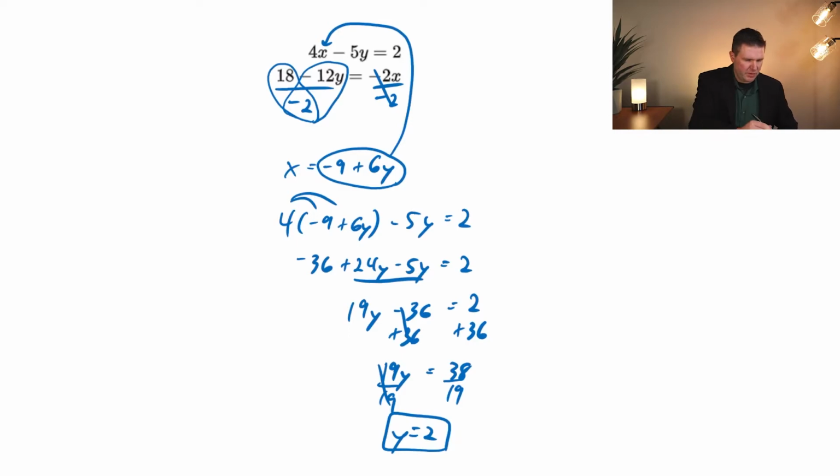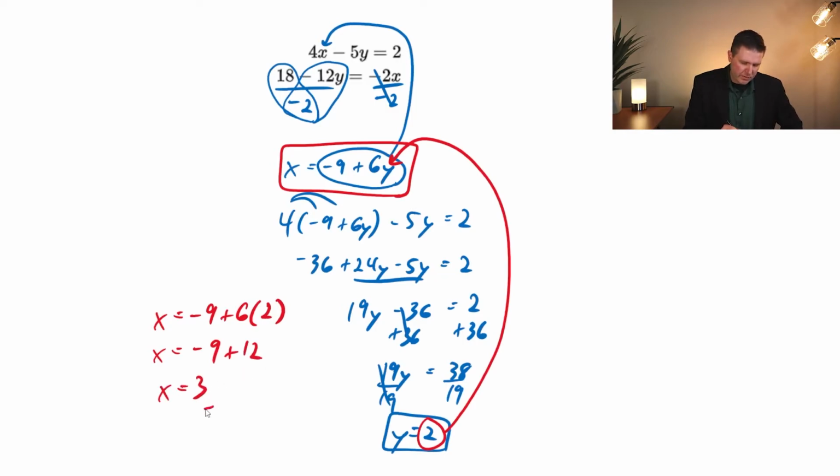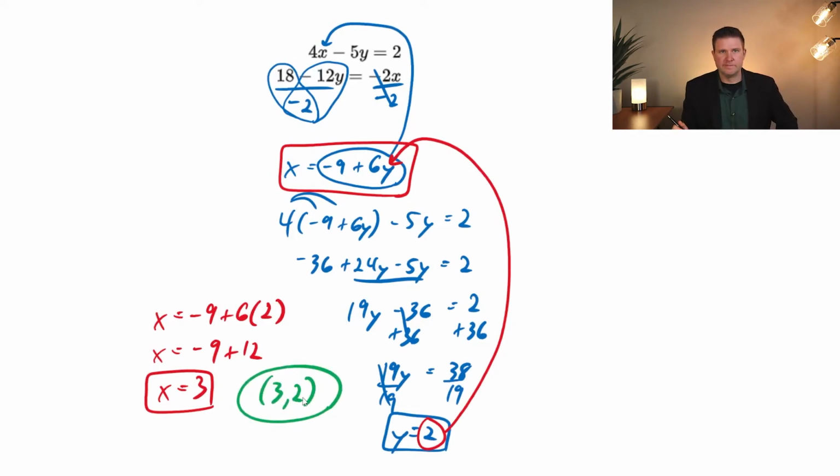Now we're going to take this, plug this into the easier of the two equations, which remember is the one with the already isolated variable. So this one right here. So we've got x by itself in this equation. That's the easiest one to plug the y into. So x equals negative 9 plus 6 times 2. So negative 9 plus 12. And then negative 9 plus 12 is 3. So full solution as a point, (3, 2). That's it.